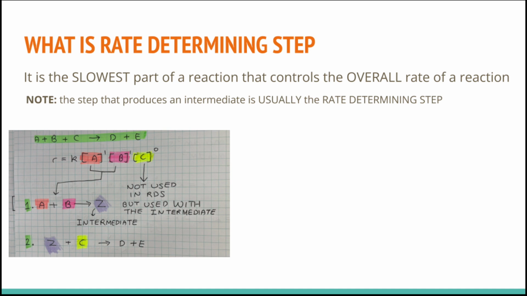So in this case, the rate equation is rate equals little k multiplied by first order of A, first order of B, and 0 order of C. If it's a 0 order, that means this is not used in the rate determining step. And actually, since it's a 0 order, you don't have to mention it in the rate equation at all. However, I wrote to the power of 0 just to make it more visual. That means since C is not involved in the rate determining step, it is still used to react with the intermediate formed. So as you can see, the species that are involved in the rate determining step, A and B, form an intermediate, and this intermediate then reacts with C, which is the 0 order species, to form D plus E.